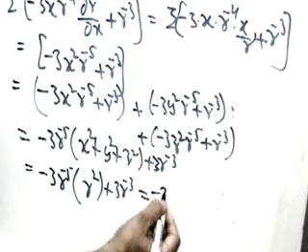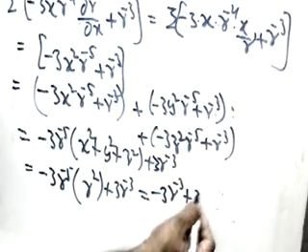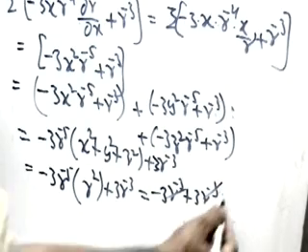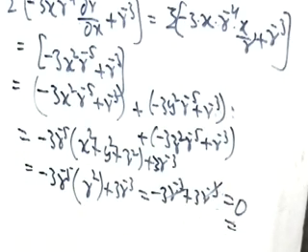The bases are same, so add the powers: minus 5 plus 2 will be minus 3. Minus 3 r power minus 3 plus 3 r power minus 3. These plus and minus terms get cancelled, and we get the answer 0. So this is the question.